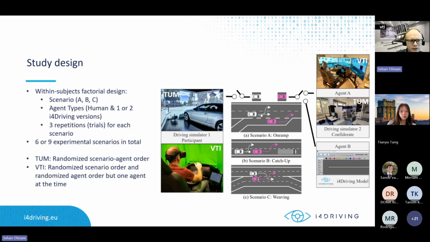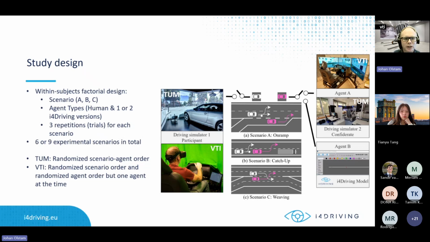So we had 3 different scenarios. In TUM, we had 2 different agent types. We only considered 1 set of parameters for the i4Driving model, and in VTI we considered 2. And we then did 3 repetitions of each scenario. That limit of 3 was in order to keep the time short enough for managing all these cases.